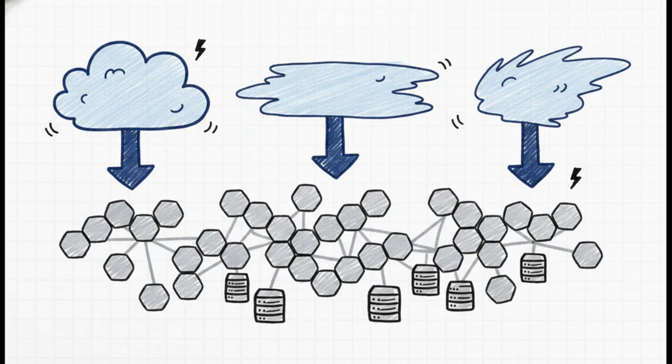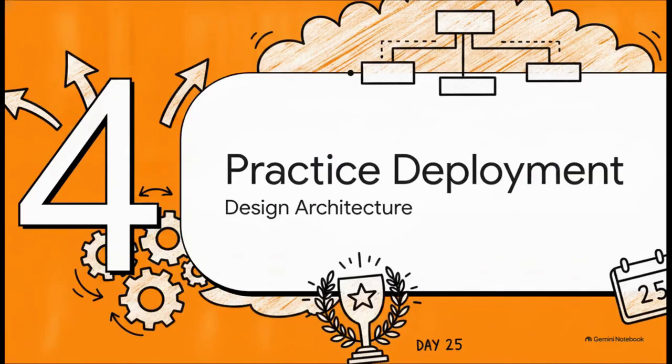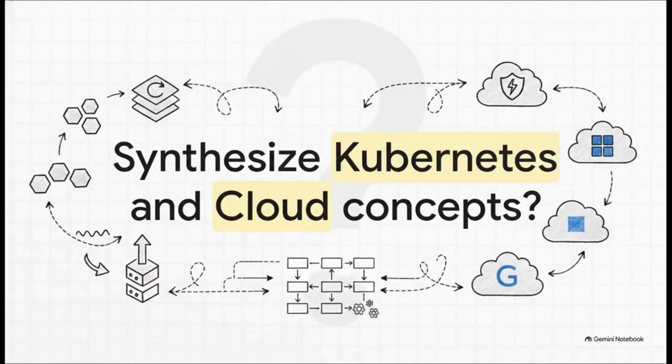Grasping these cloud ecosystems is completely crucial because you've got to know how to provision the virtual hardware that your software orchestrator is going to be commanding. And that leads us to section 4, practice. Design cloud deployment, the ultimate test. So here's the big question. How do we actually synthesize all of this?